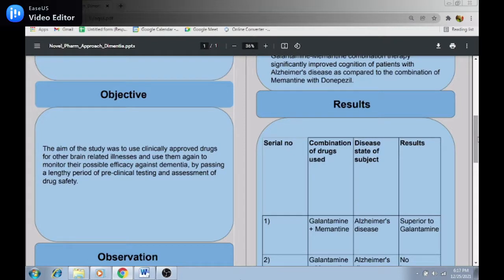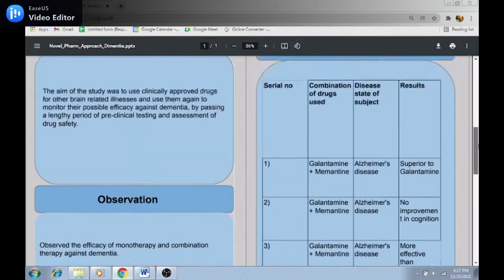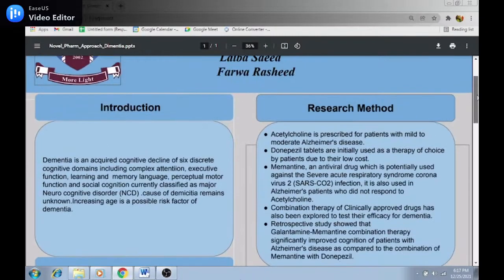The aim and objective of our study is that clinically approved drugs for other illnesses are repurposed for their possible efficacy against dementia, bypassing a lengthy period of preclinical testing and assessment of drug safety. Material and methods. Acetylcholinesterase inhibitors are prescribed for patients with mild to moderate Alzheimer's disease, which leads to dementia.